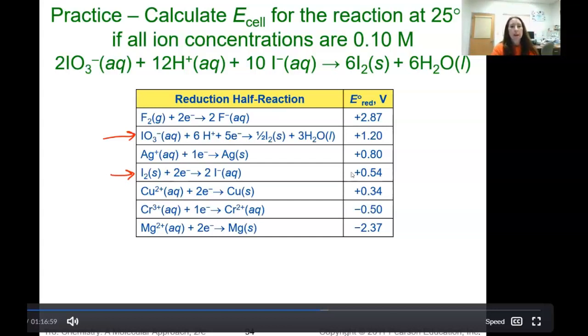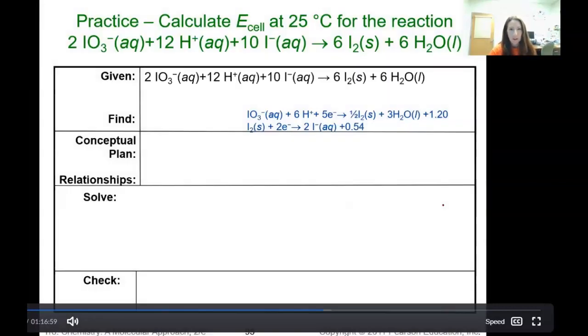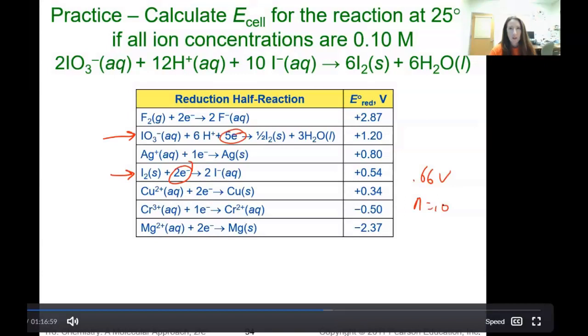Okay, so this is the same. I think you guys have already memorized what this E cell is here, right? So I think it's 0.66, because we've done it so many times now, right? And then if we look at our N, we already know our N. Our N is 10. So we just need to plug it all in and then solve. And the ion concentrations are all 0.1.